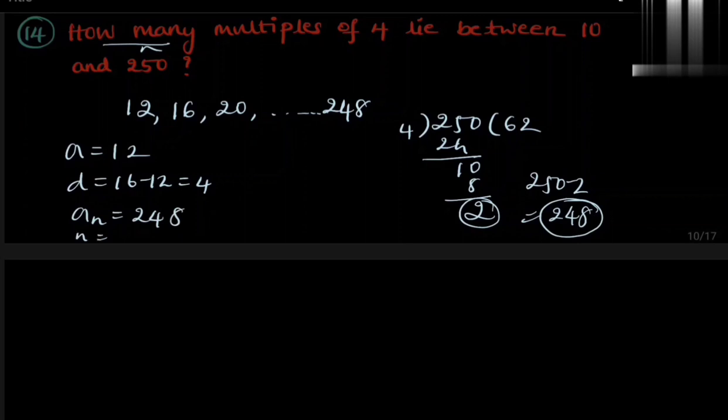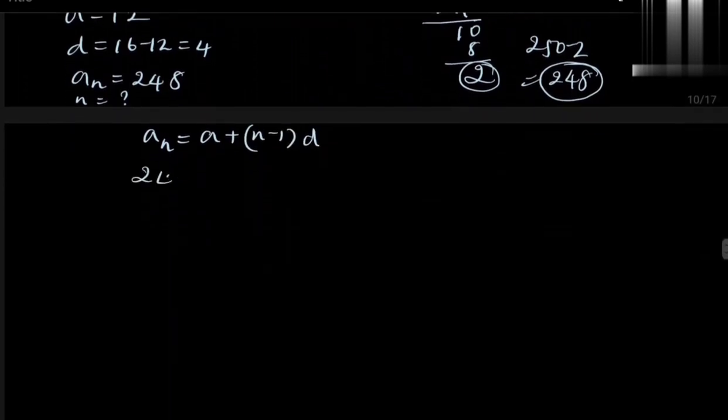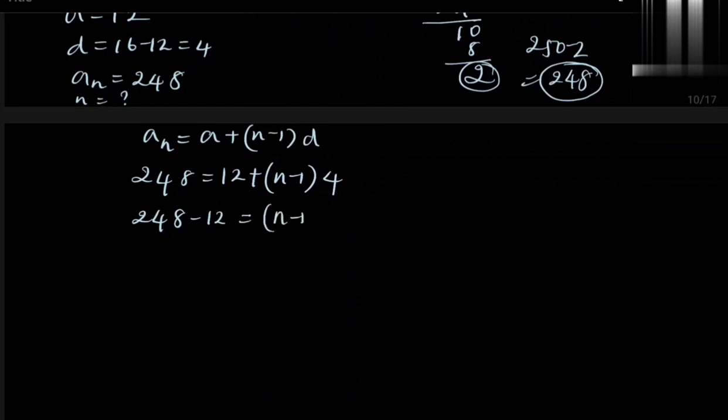Now we want to calculate n, that is the number of terms. We know that the nth term of an AP is given by an is equal to a plus n minus 1 into d. Substitute here: an is 248, a is 12, plus n minus 1, d is 4. So 248, move 12 to this side, that becomes minus 12 is equal to n minus 1 into 4.